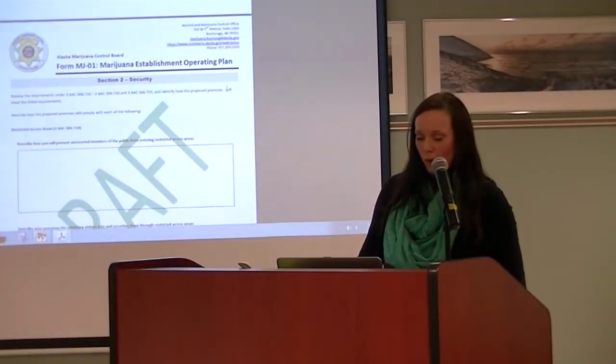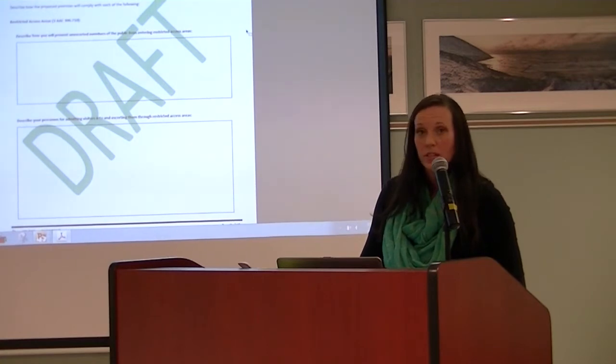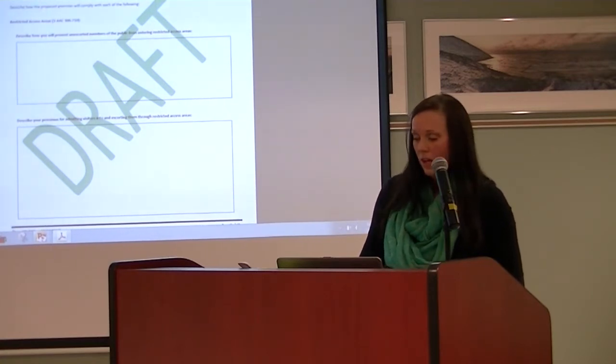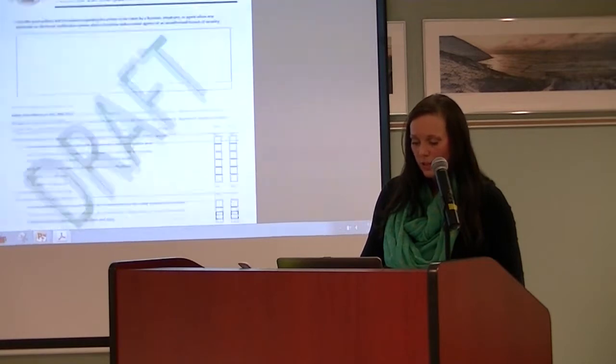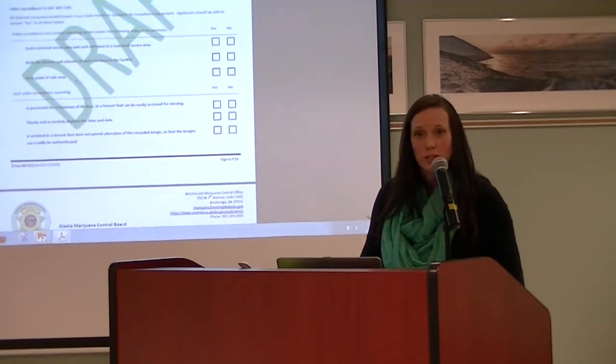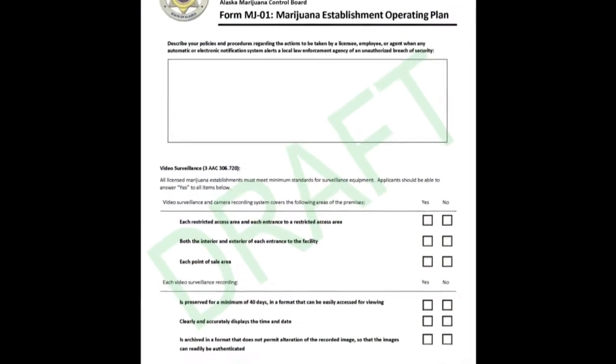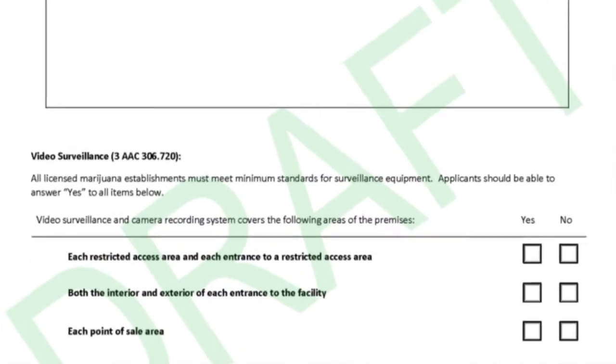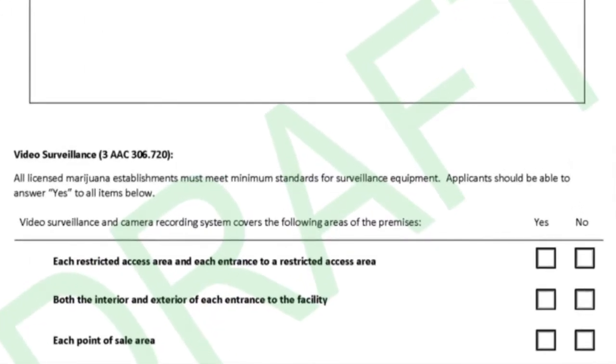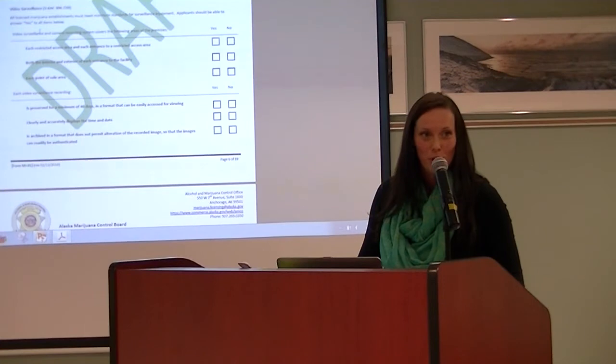It's a 19-page form. And throughout the form, you'll see different kinds of questions. There are questions where we expect you to write answers, like the ones that you see on the screen now. And there are also yes and no questions. And these yes and no questions are all prefaced by a couple of sentences that say, all licensed marijuana establishments must meet minimum standards for surveillance equipment. Applicants should be able to answer yes to all items below.